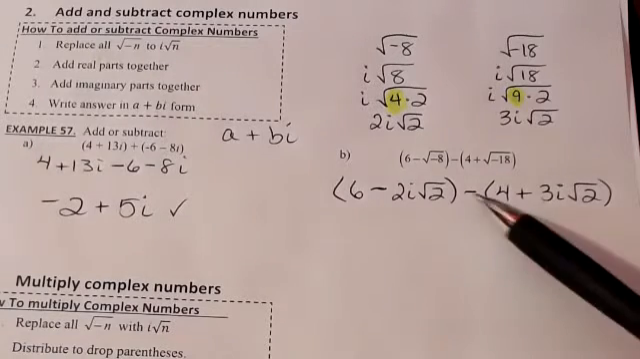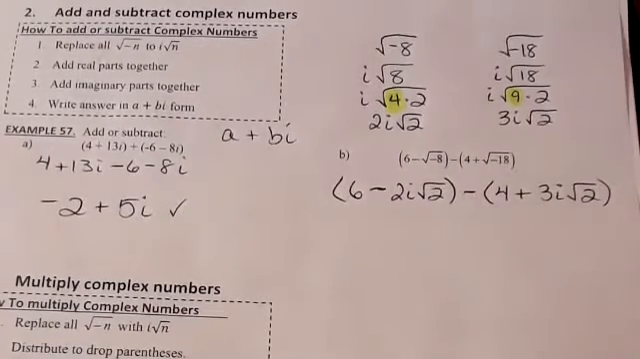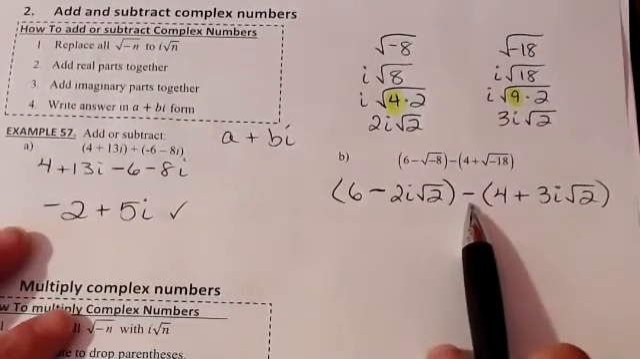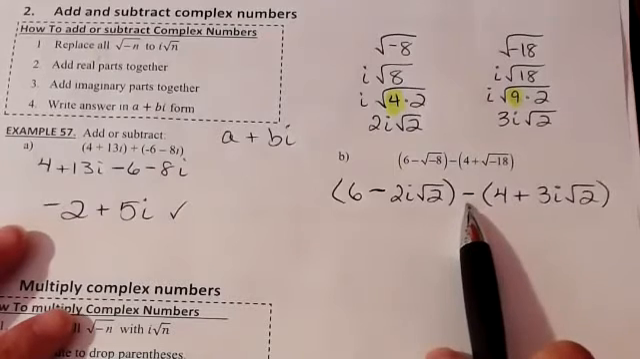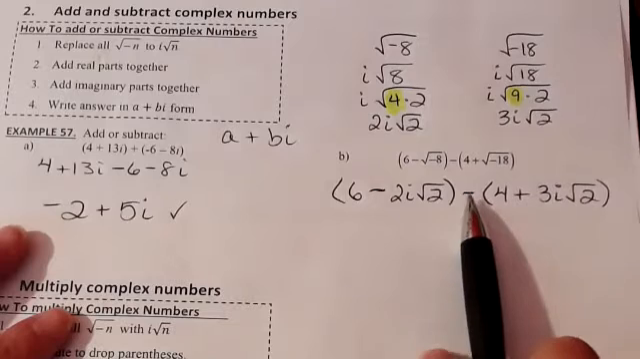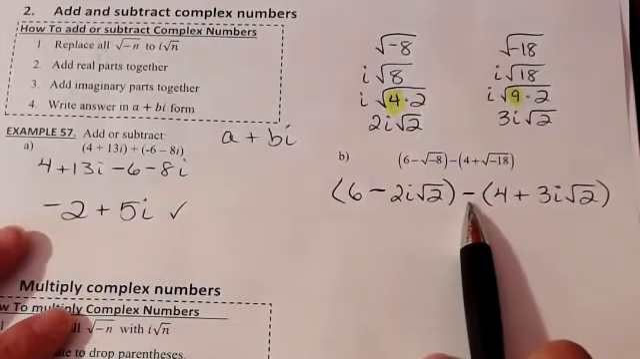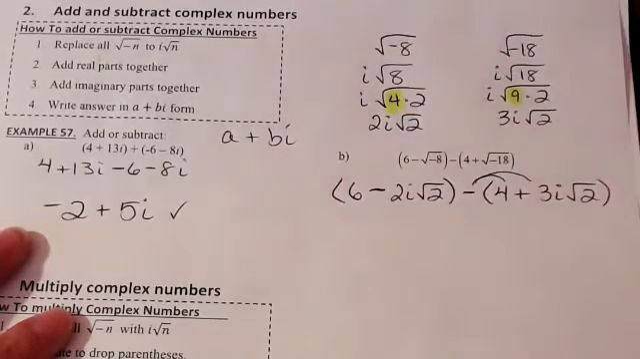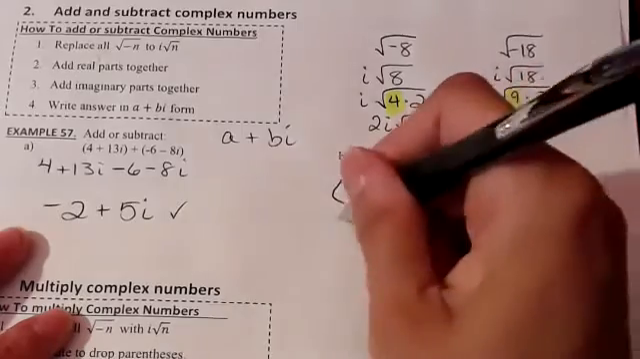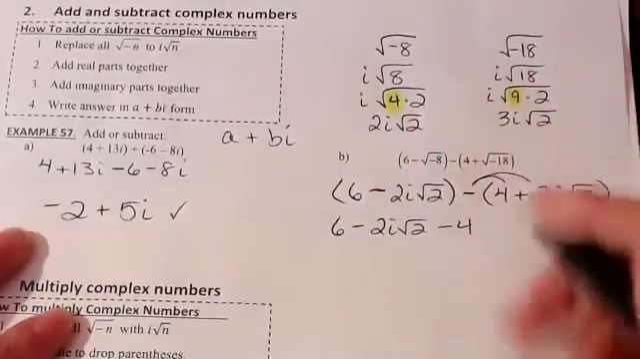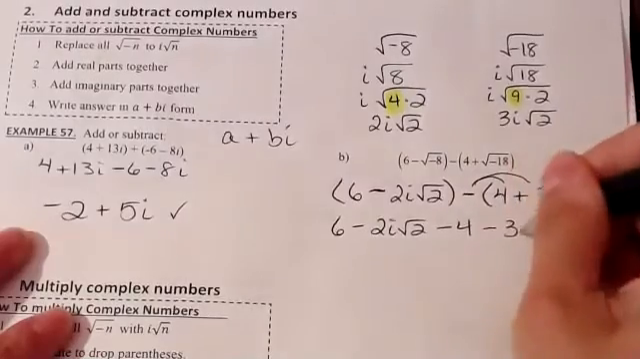Notice we're subtracting. What do I have to do with this negative? Remember back to what we did whenever we subtracted polynomials or expressions. What would I do with this negative sign? Distribute. Yeah, distribute. We're going to distribute to each term. And that'll allow us to open up this entire expression. So 6 minus 2i square root of 2 minus 4 minus 3i square root of 2.